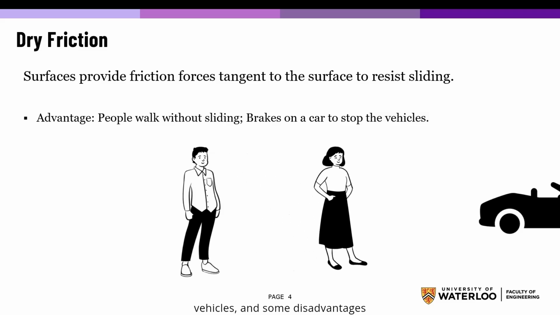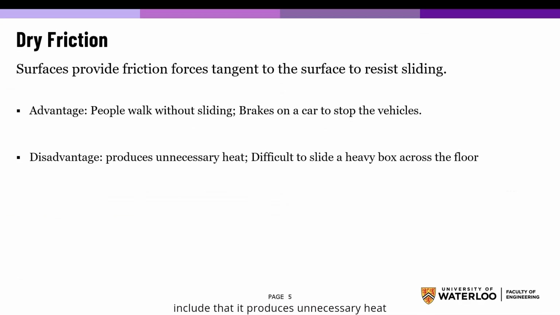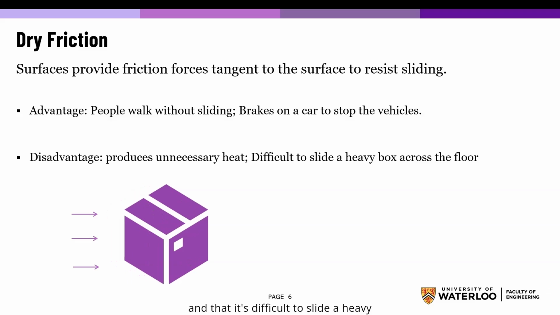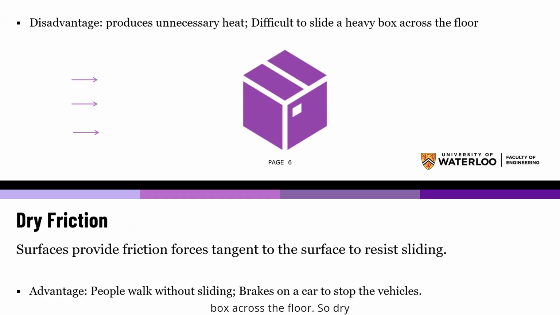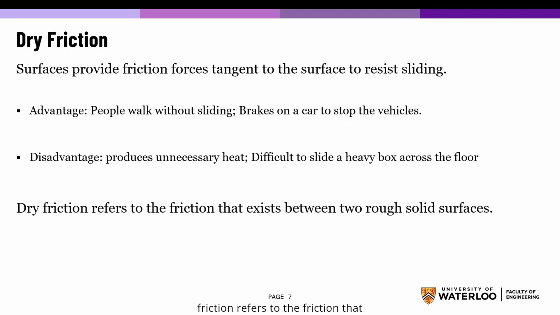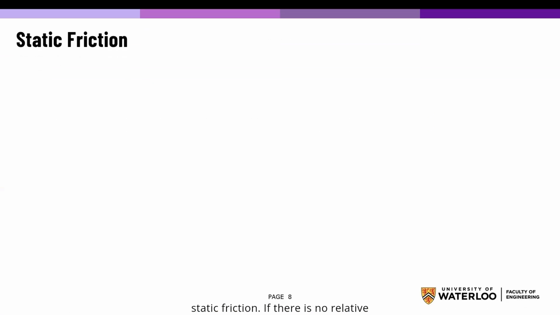And some disadvantages include that it produces unnecessary heat and that it's difficult to slide a heavy box across the floor. So dry friction refers to the friction that exists between two rough solid surfaces. So first we have static friction.